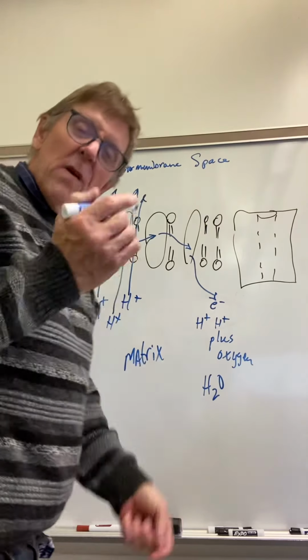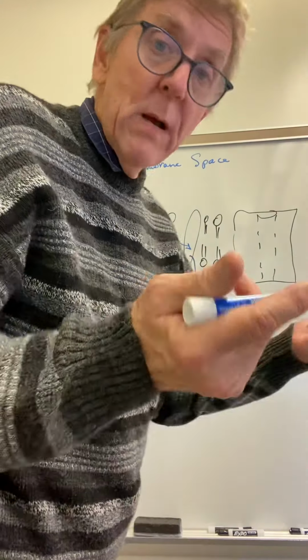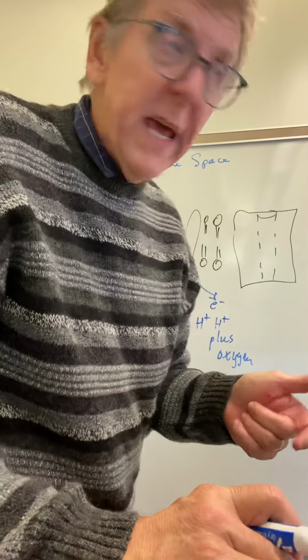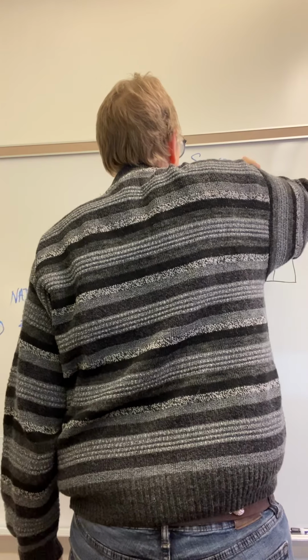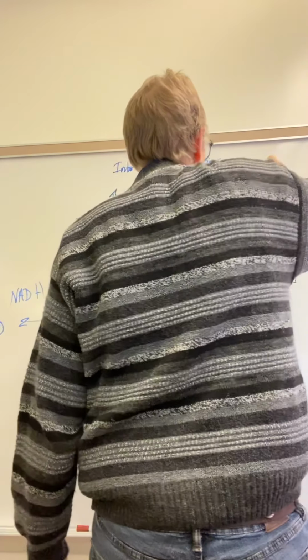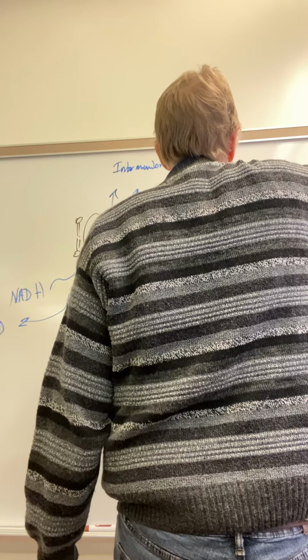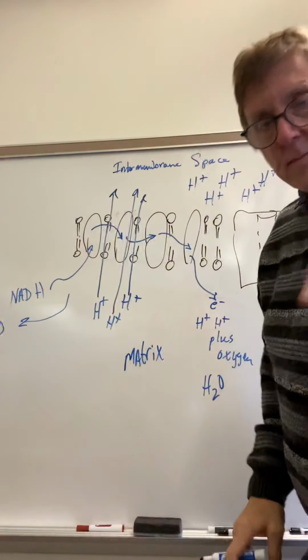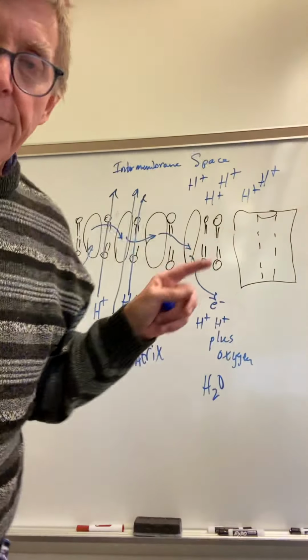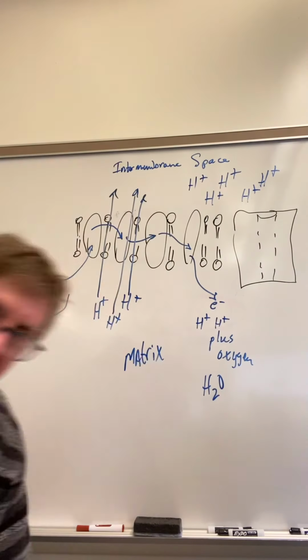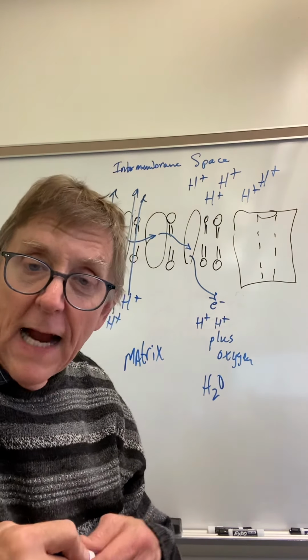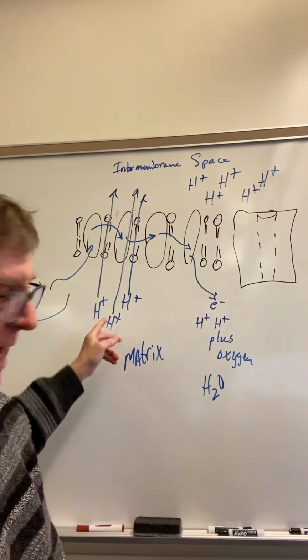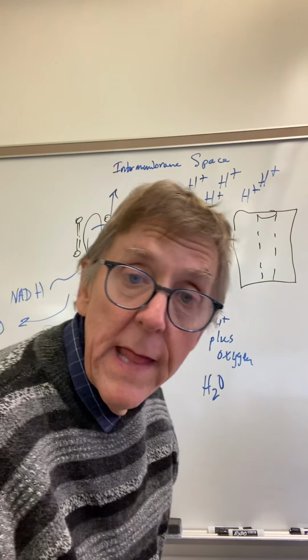Okay, so what have we done? We haven't said anything about ATP, have we? What we've done is we've put a whole lot of hydrogen ions on this side of the membrane. Okay, so you look up there and you see we said we have all these NADHs coming in here, bringing their electrons, leaving their hydrogen ions. They all get pumped over there.